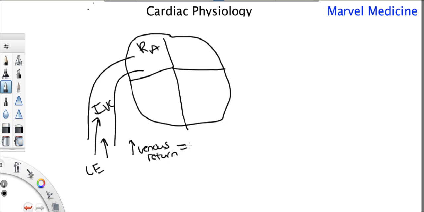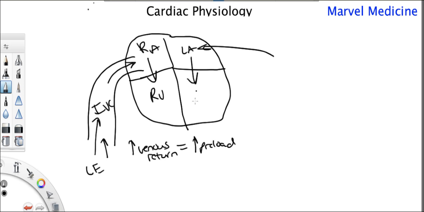Anything that can increase venous return will increase my preload. Does that make sense? The more blood coming back into my veins will cause more blood to go into my right atrium, more blood to my right ventricle, more blood then to the pulmonary artery, from the pulmonary artery to the pulmonary veins, my left atrium, down to the left ventricle, right? So again, anything that can increase venous return, and elevating the lower extremities is one of them, right?